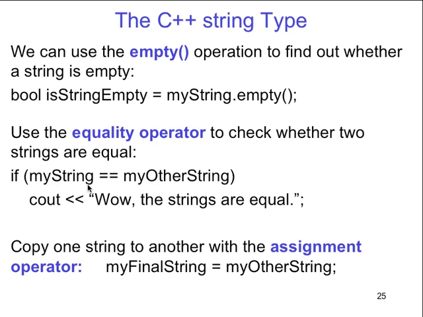So we can use the empty operation to find out whether or not the string is empty. So we can say boolean is string empty is equal to my string.empty. It comes back true or false. You can use the equality operator to check whether 2 strings are equal. If my string is equal to my other string, is this object equal to the object? If it's 2 strings, it's going to come back and say, yeah, the strings are equal. Are the strings really equal, or are they both of the same object type? You can copy one string to another with the assignment operator. My final string is equal to my other string. You can make them equal.